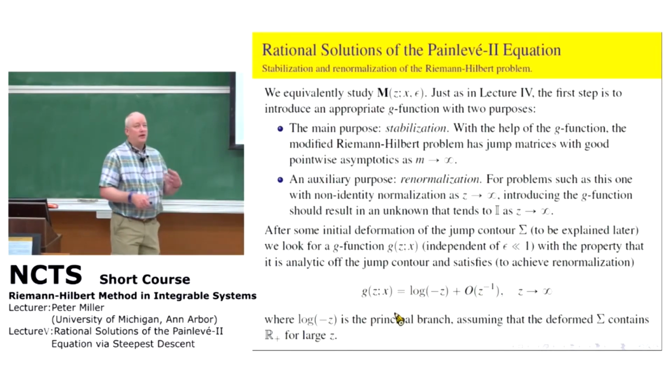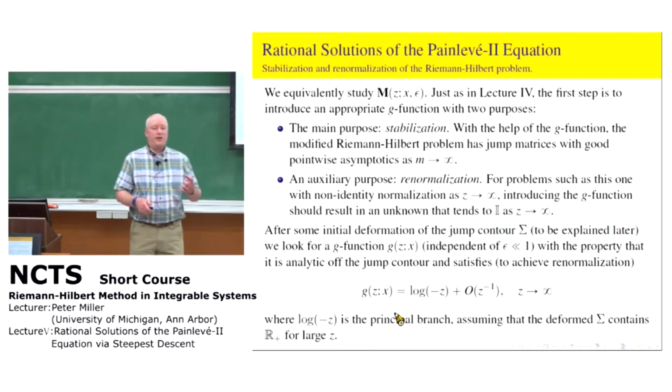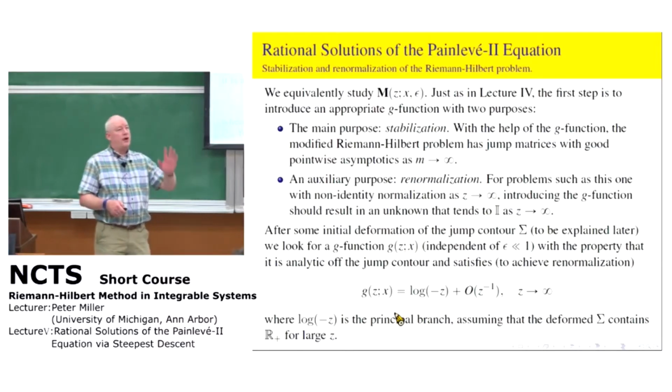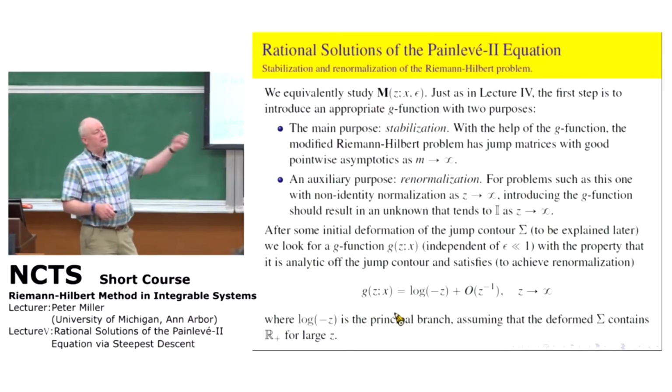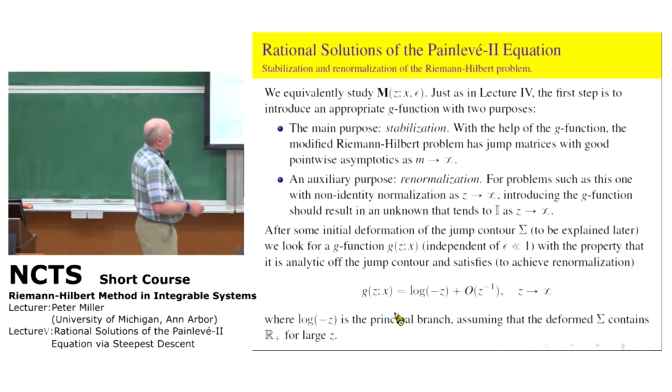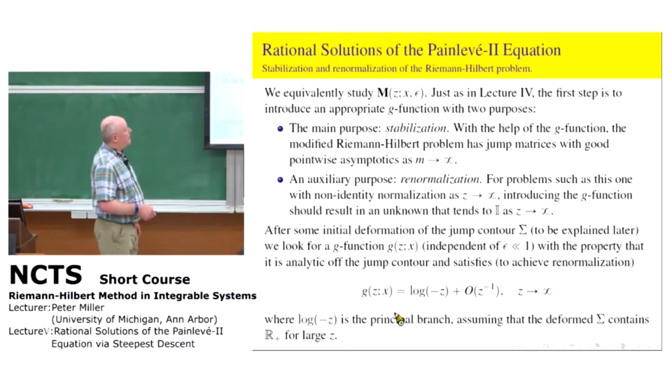So remember, in the Fokas-Its-Kitaev problem, we thought, well, that's where the equilibrium measure comes into the game. We'll try to pick probability measures so that we get something that looks like log z at infinity and so on, and that's how we're going to get rid of our non-identity normalization.